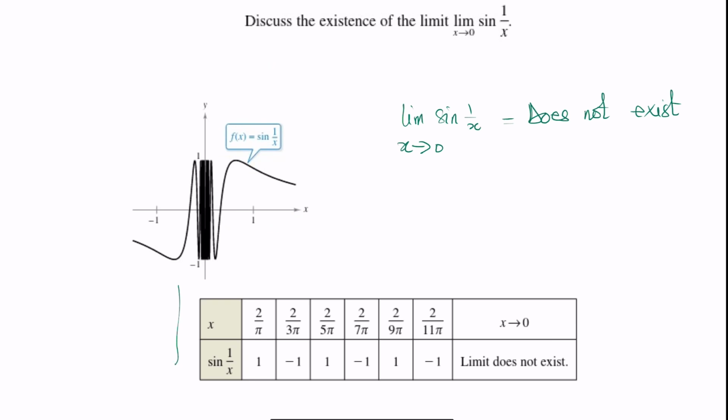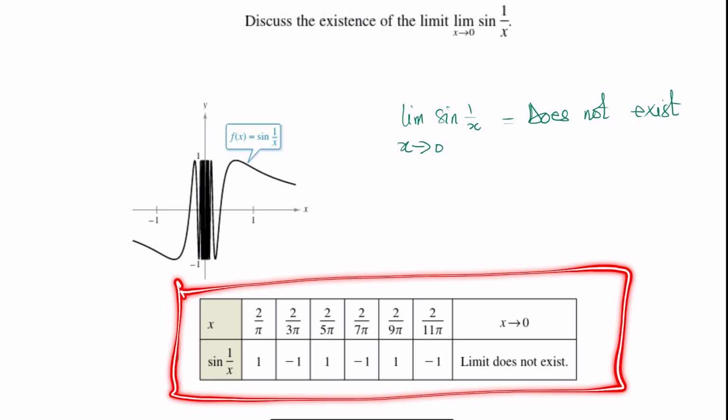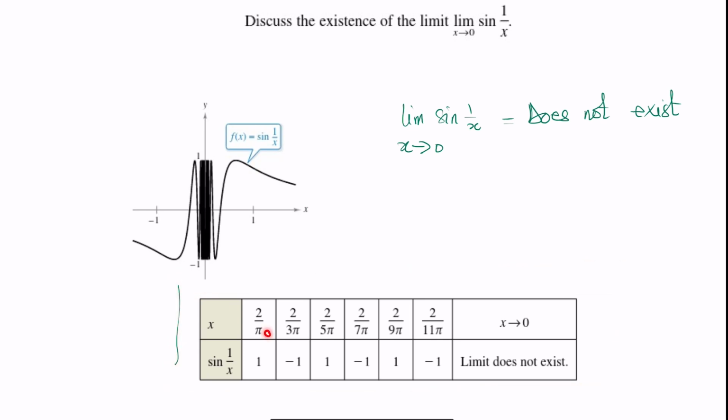And this is the numerical table to help you understand. Clearly, you can see that as we keep substituting values, as we approach x equals 0, the answers we get are +1, -1, +1, -1, +1, -1. Therefore, the limit as x approaches 0 does not exist.